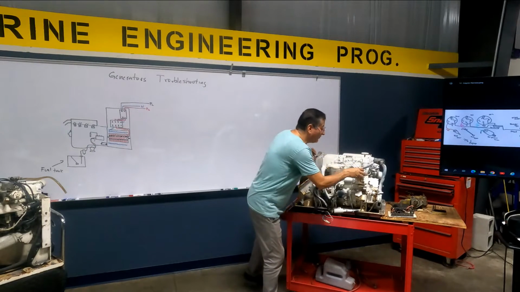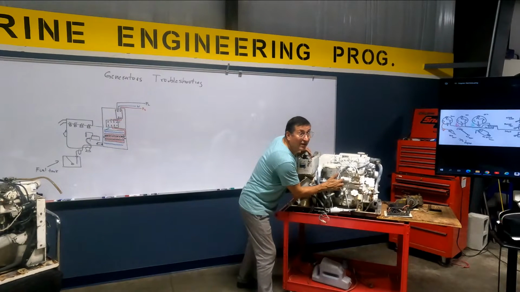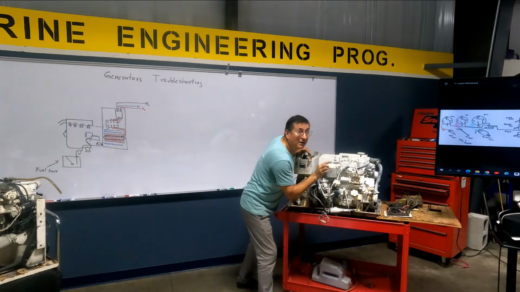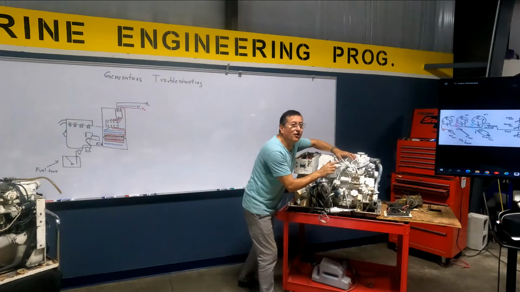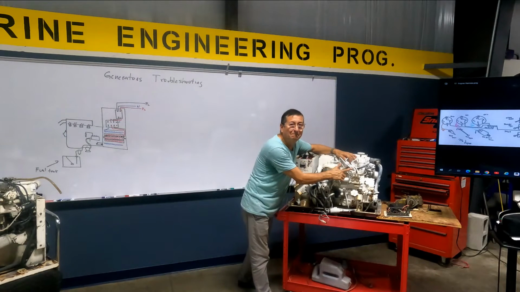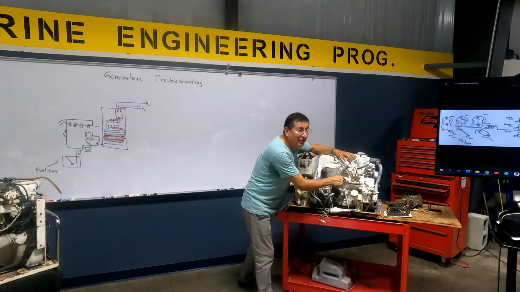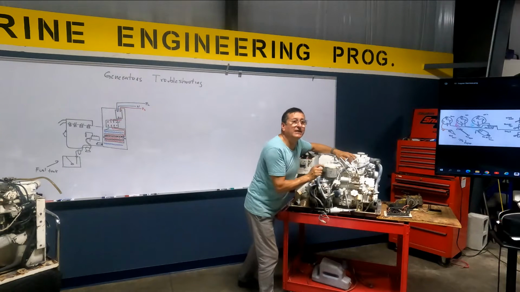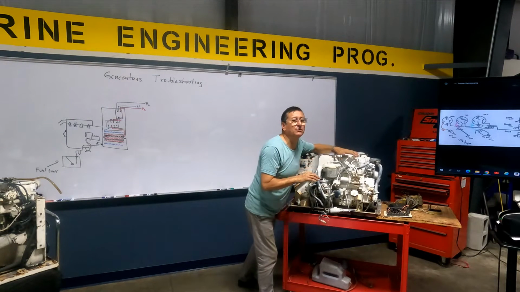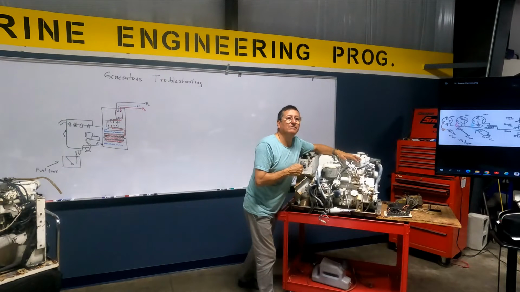The fuel enters the fuel injection pump only if this solenoid allows the fuel to enter. If this solenoid is closed, what happens? No fuel, and the engine doesn't start. That solenoid is also used for stopping. When you remove the power from that solenoid, the engine stops suddenly, immediately.